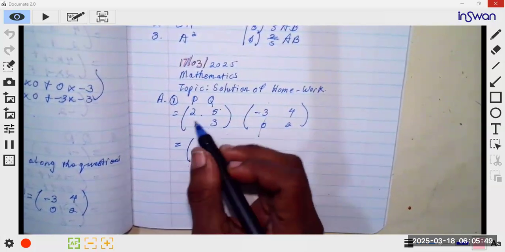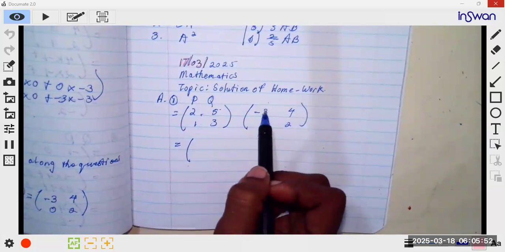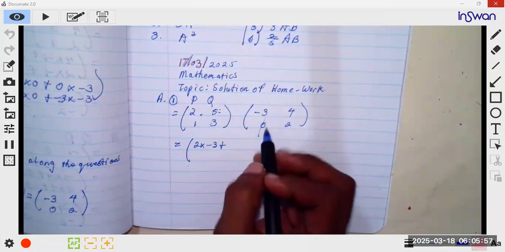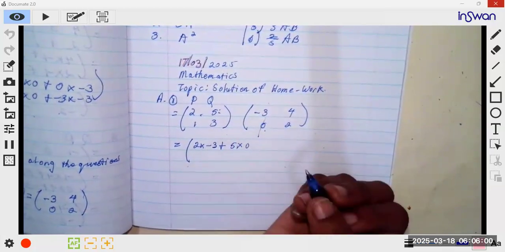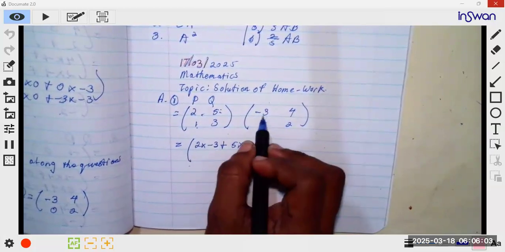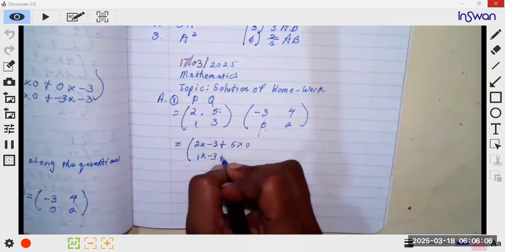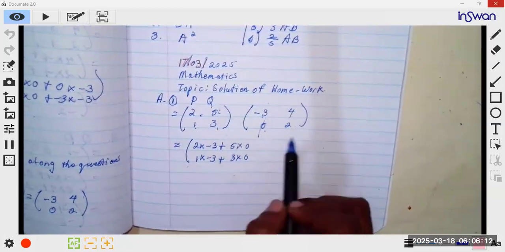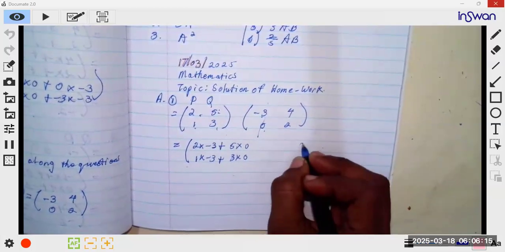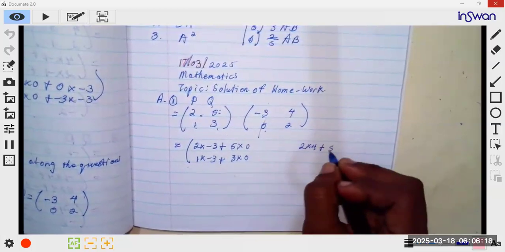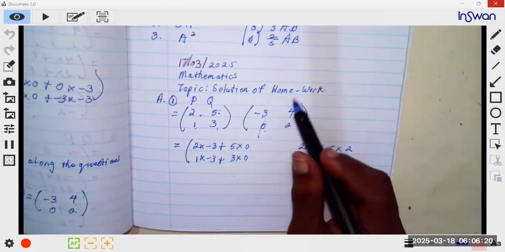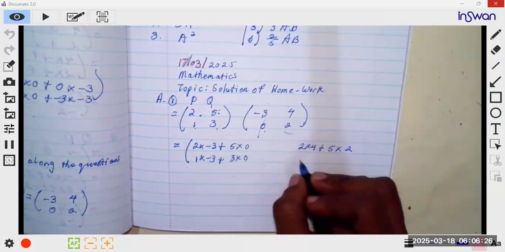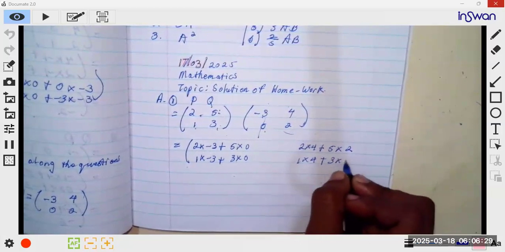So somebody could tell me what you did? Would it be 2 multiplied by minus 3, plus 5 multiplied by 0? Then 1 multiplied by minus 3 plus 3 times 0. Next step, let's go with the second column now. 2 multiplied by 4 plus 5 multiplied by 2. We're still with the second column, but on the second row: 1 multiplied by 4 plus 3 multiplied by 2.